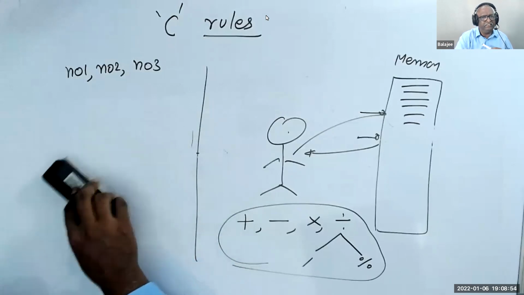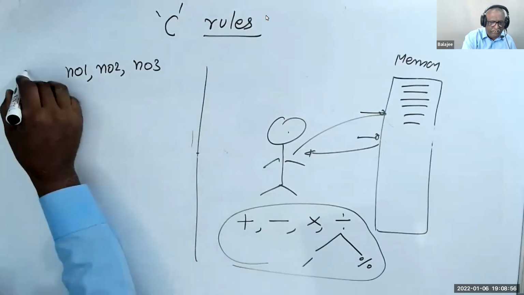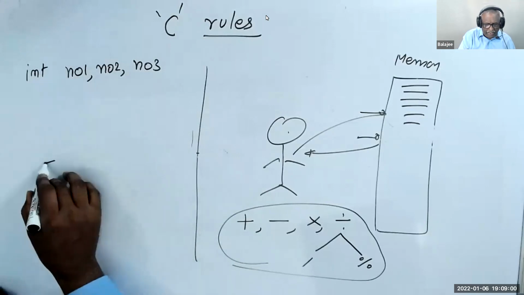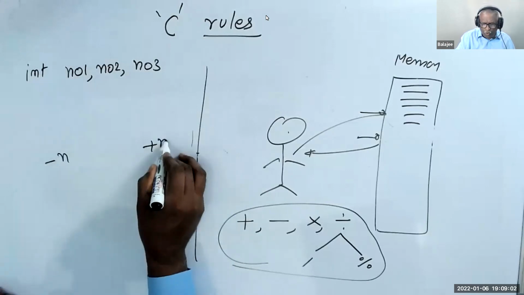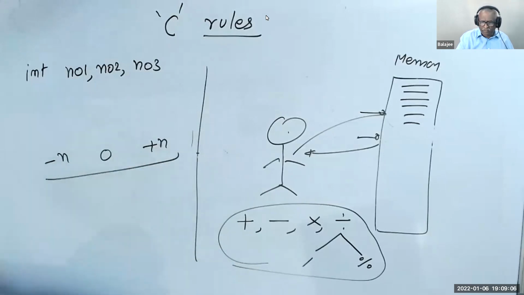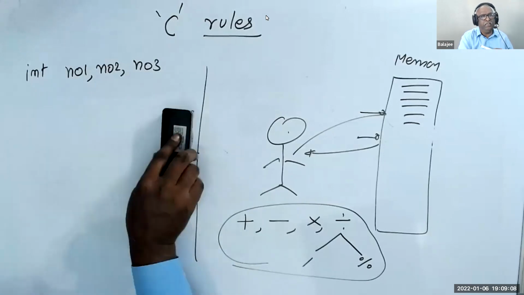So let us tell it these are integers. That means they are whole numbers, from negative n to positive n. Whole numbers, we are including 0. Let us take that only. We start very simple.